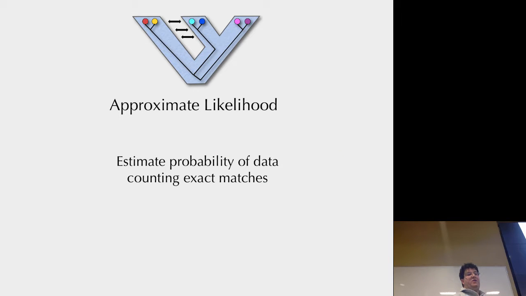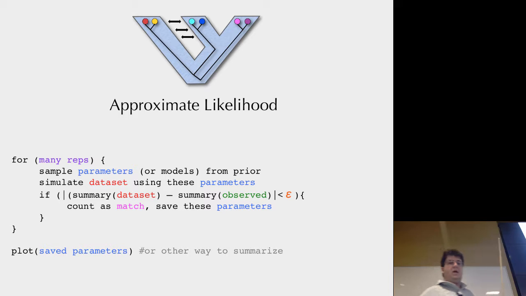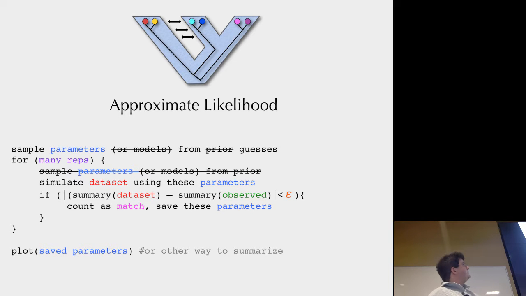So if you can get rid of that, that can be an advantage. So we use approximate likelihood. We estimate the probability of the data by counting exact matches, and it's pretty similar to ABC. I'll walk through how it's different. Here is the ABC algorithm again. Now let's modify it. Now we sample from guesses rather than from priors.